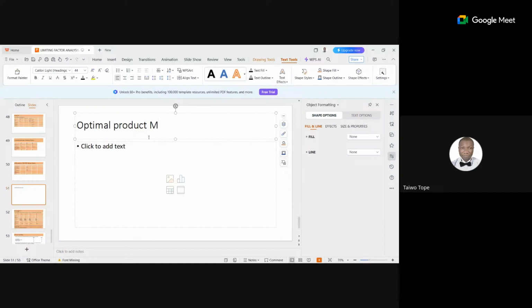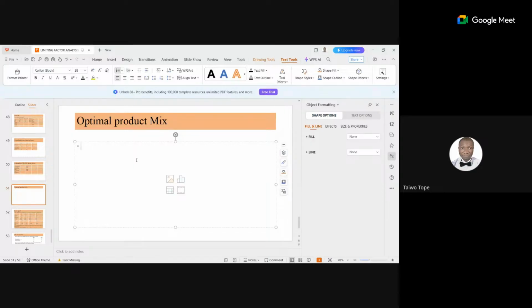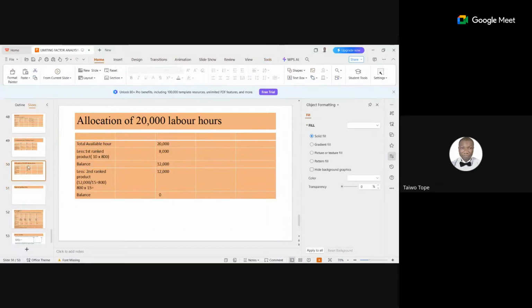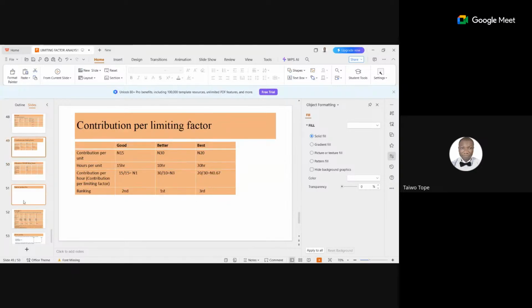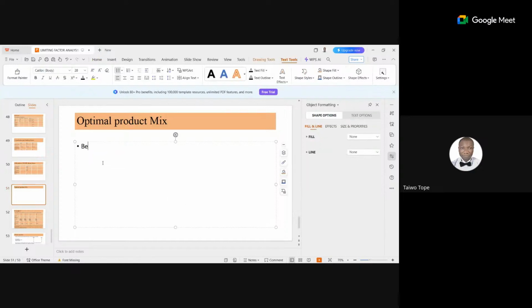So optimal product mix. There's nothing special here. It's just, what are those products that you can produce? So the first product we can produce is better. So we write better. How many units? 800 units.